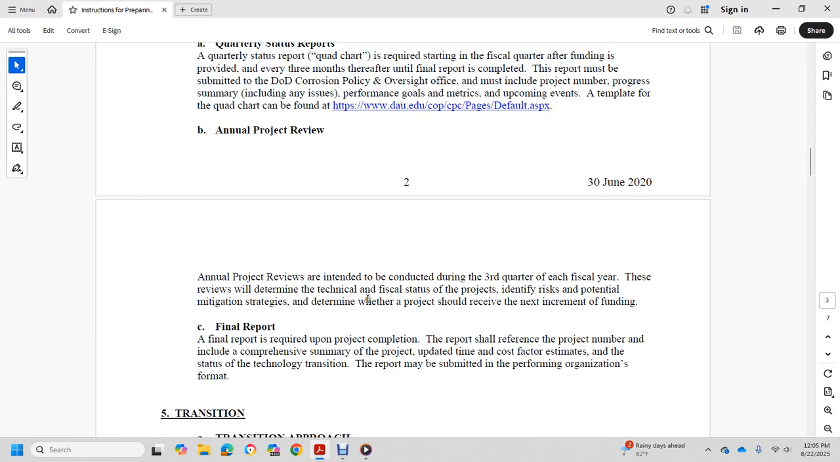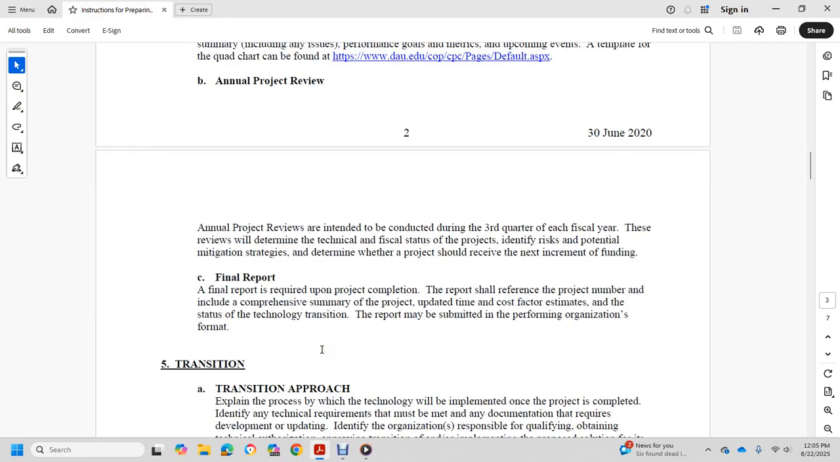A final report is required upon project completion. The report shall reference the project number and include a comprehensive summary of the project update, the cost factor, and an estimate of the status of the technology transition. The report may be submitted in a format of the organization's choosing.